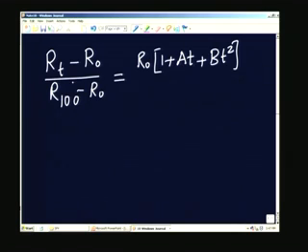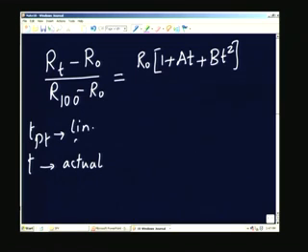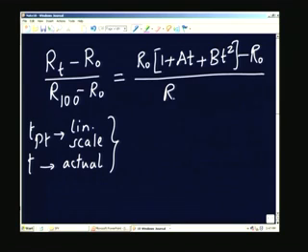So, when I say T_PT, this is the platinum resistance temperature. T is the actual temperature, and this is the temperature according to the linear scale, R_t minus R naught, divided by R100.